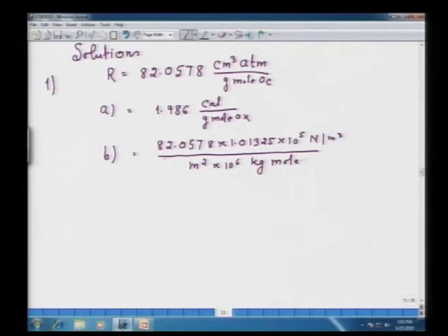So, and degree Kelvin is already existing there. So, that is equal to 8314 joule per kg mole degree Kelvin, and that is the answer for B. So, now let us proceed to the problem number 2.